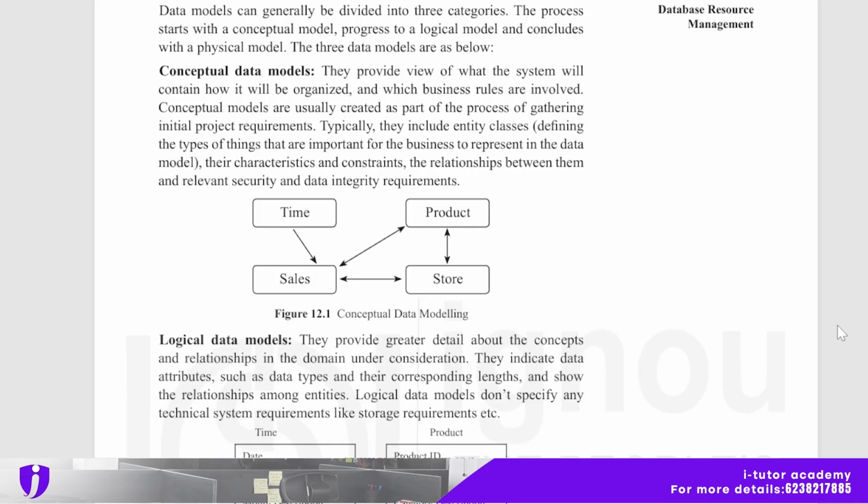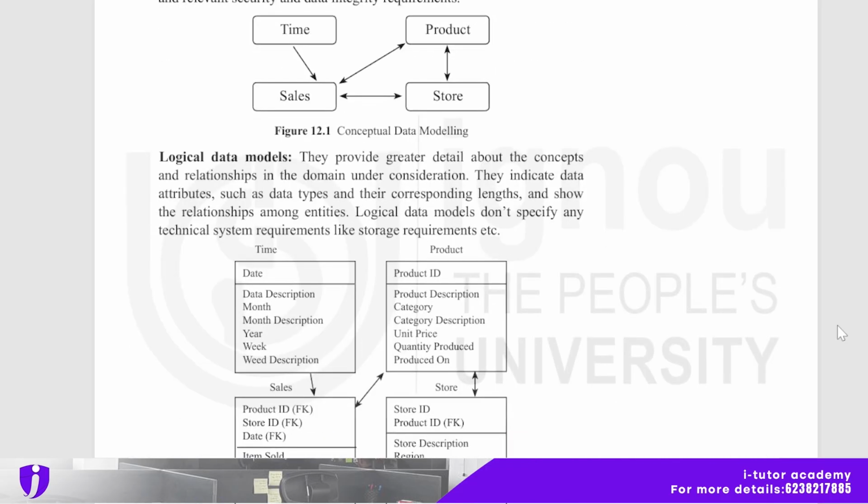Typically they include entity classes and their characteristics and constraints, the relationship between them, and relevant security and data integrity requirements. So there is sales, then there is time, product, and store. Okay, so these are interconnected ones. So that is the conceptual data modeling. Then the logical data model is there.